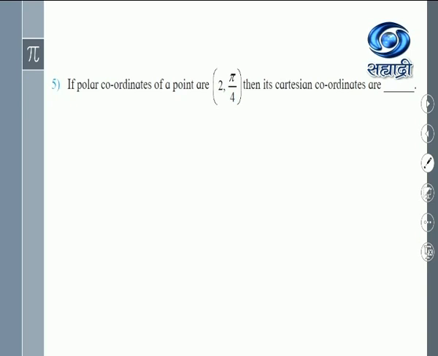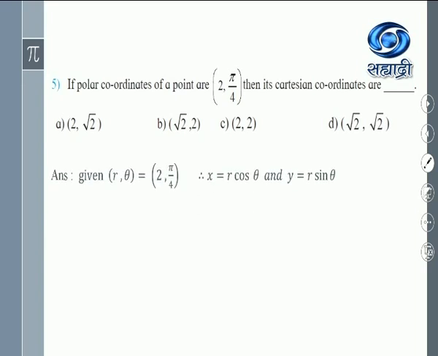If the polar coordinates of a point are 2, pi by 4, then its Cartesian coordinates are. See, this we had done in detail in polar coordinates, the relation between polar and Cartesian coordinates. You know the polar coordinates are denoted by the symbol round bracket r comma theta. This is given to you. So we write (r, theta) is equal to (2, pi by 4).